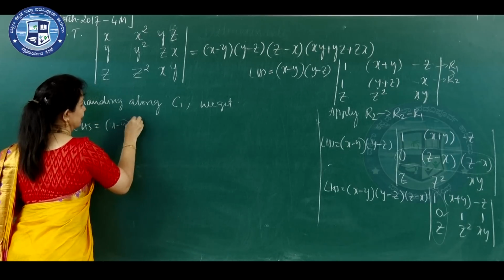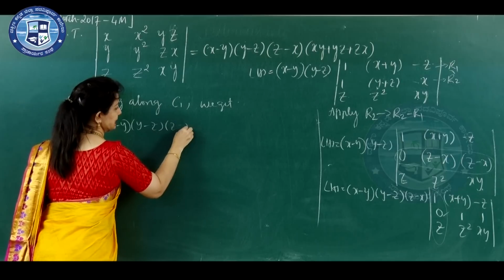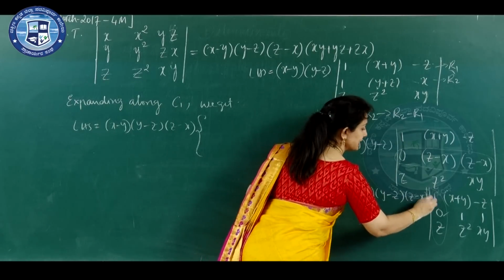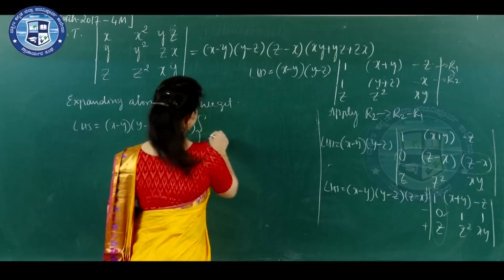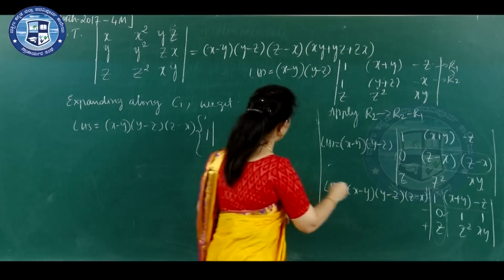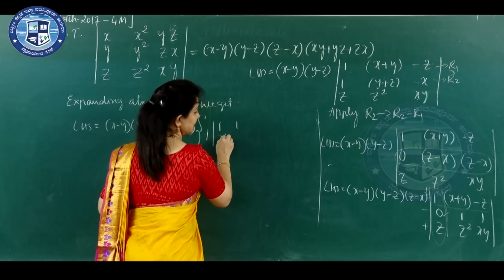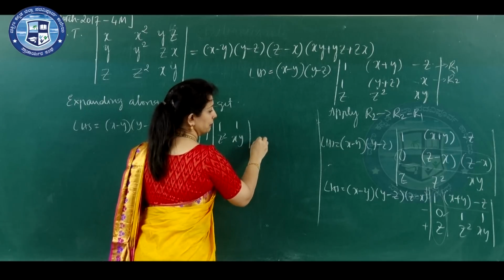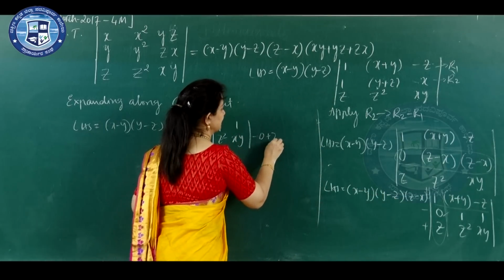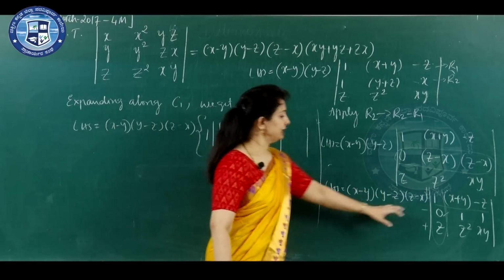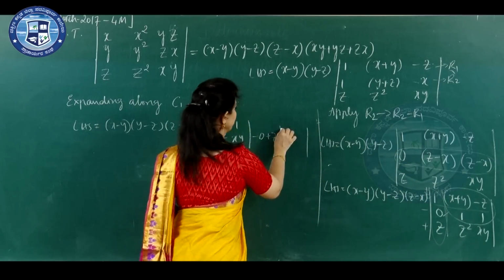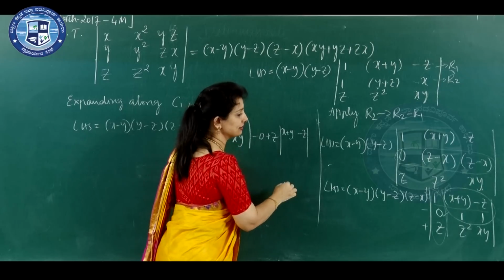x minus y, y minus z, z minus x into, when you expand it along the first column we can write this as plus minus plus. First element is 1 into the determinant, delete the first row and first column. The 4 elements are 1, 1, z square, xy, minus 0, the second element is 0 here, third one is plus z into, delete the first column and third row. What are the 4 elements? x plus y minus z, 1, 1.